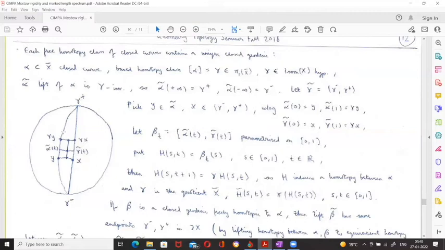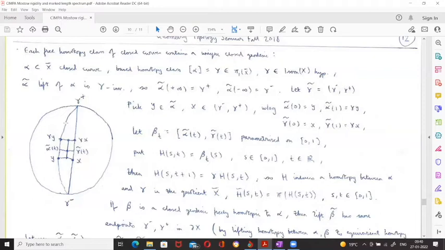So this alpha tilde will be a map from R, the real line, into my CAT(-1) space X. And it will be gamma invariant. So because it's gamma invariant, what will happen? This piece here will map to a next piece under gamma, and then that piece will map to a next piece under gamma, and so on.